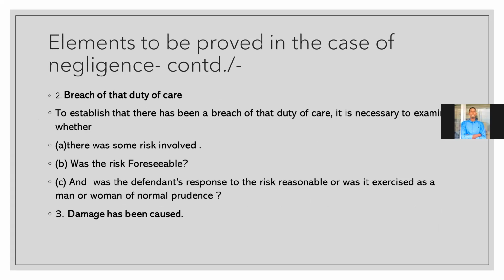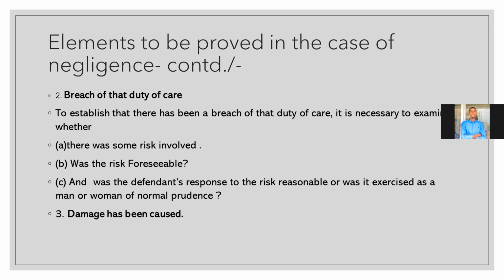Next there is breach. The next element is breach of that duty of care. Now, to establish that there has been a breach of that duty of care, it is necessary to examine whether there was some risk involved. The question here is whether there was some kind of risk involved, and was that risk foreseeable? Was the problem foreseeable? And was the defendant's response to that risk reasonable, or was it exercised as a man or a woman of normal prudence?